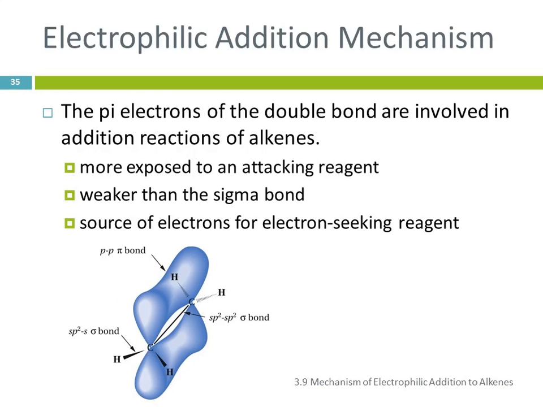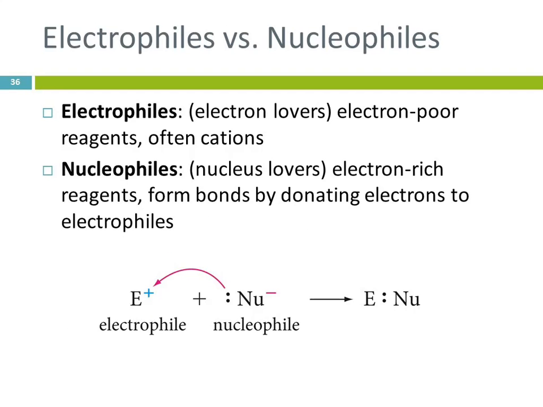This pi bond is more exposed than the sigma bond because it's more on the outside. It's weaker than a sigma bond because it doesn't overlap as well. And this is a good source of electrons for an electron-seeking reagent. So the pi bond is going to be the one that gets involved in this addition reaction.